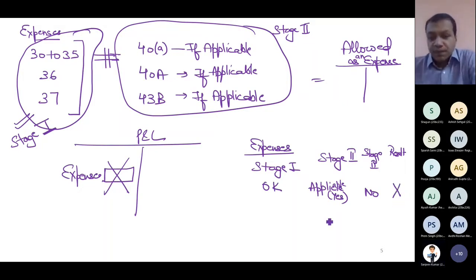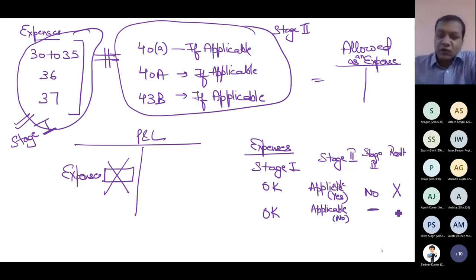Stage 1 okay. Stage 2 applicable? No. If not applicable, there is no need to check stage 2. What is the net result? Allowed as deduction or not? Yes. If stage 1 is okay and stage 2 is not applicable, then I'm not concerned about stage 2. Since stage 1 is clear, you deduct it.